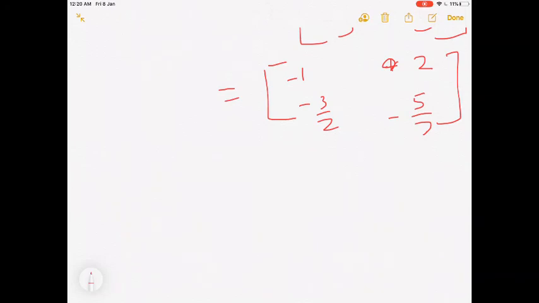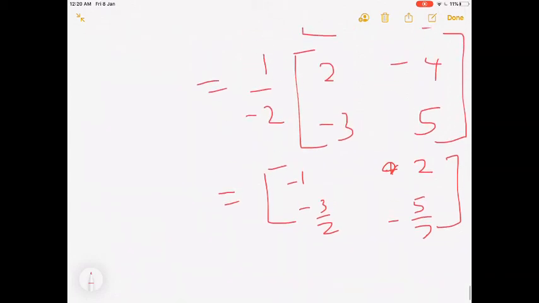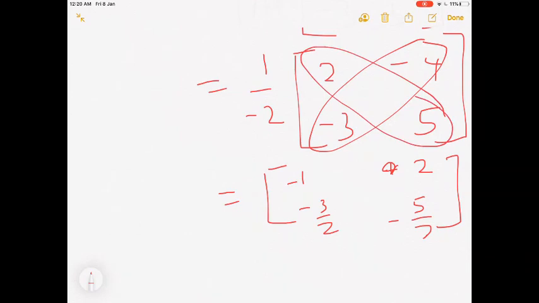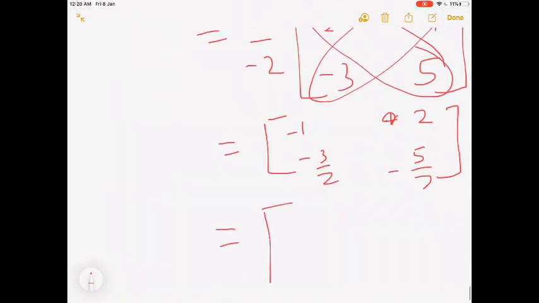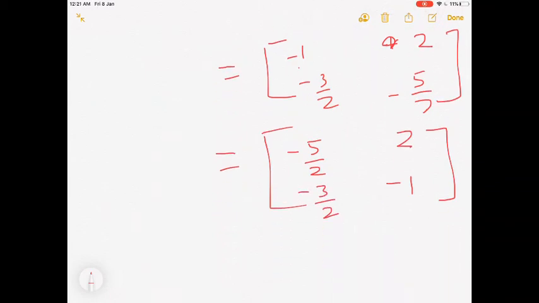And finally, you need to interchange the leading diagonal. So we negated the other diagonal, but the position of the members on the leading diagonal should also be interchanged. So instead of 1 here, I have minus 5 over 2 and minus 1 here. Then I have my 2 and minus 3 over 2 here. That is how you find the inverse of a matrix.